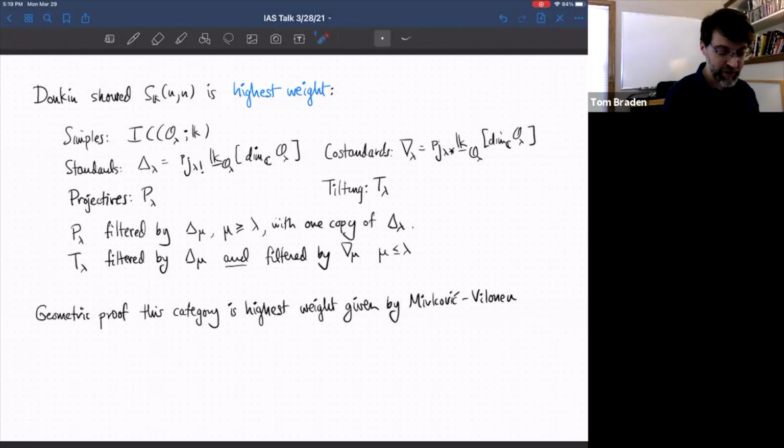So there is a geometric proof that this category is highest weight in Mirkovich-Volonin. And as I'm going to go to general cases, other situations, there's a question of, does that proof generalize? And I don't know the answer to that.